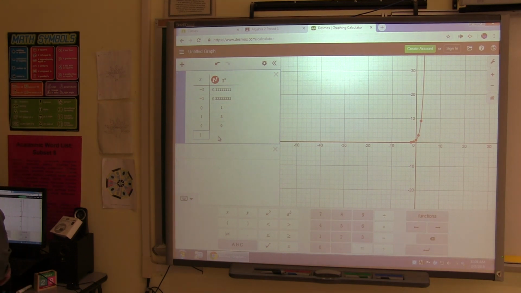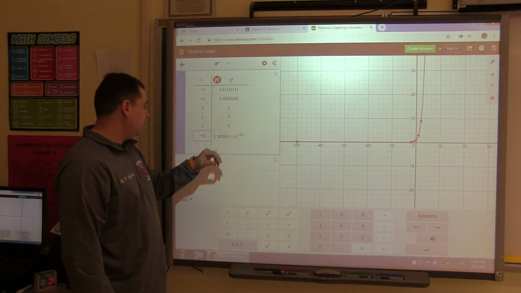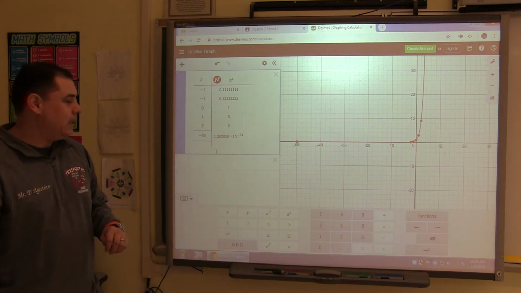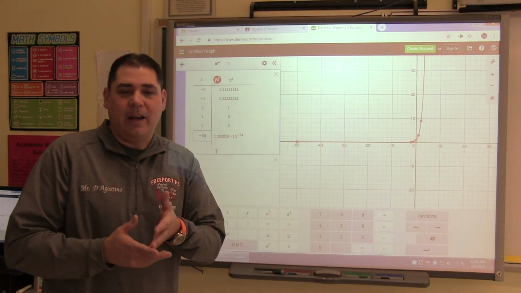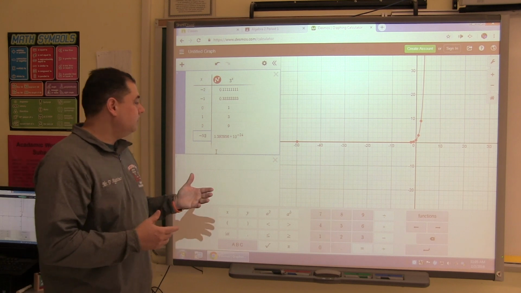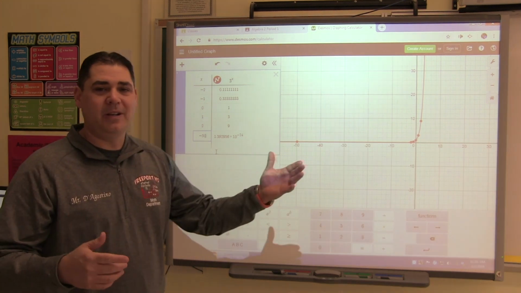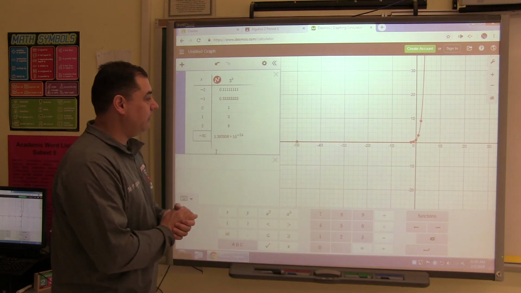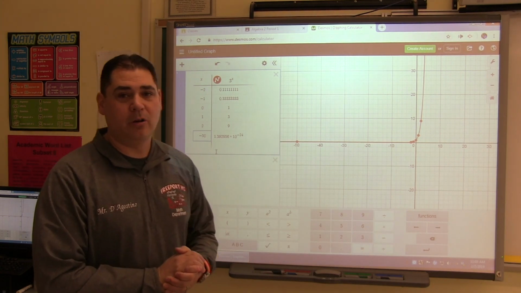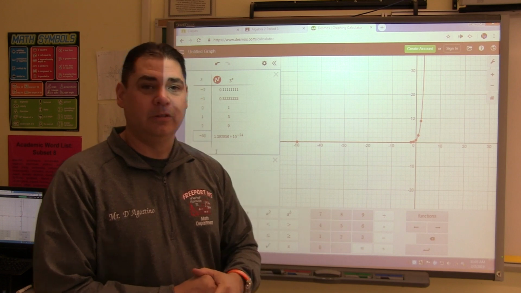So let's try negative 50. Wow, look at that number. 1.392956 times 10 to the -24th power. Now, if you round, yes, you can round it. Technically it's 0, but it's a little bit more than 0. So it never gets to 0. So therefore, just by looking at this graph, we can figure out our range. Our range is going to be everything greater than 0.